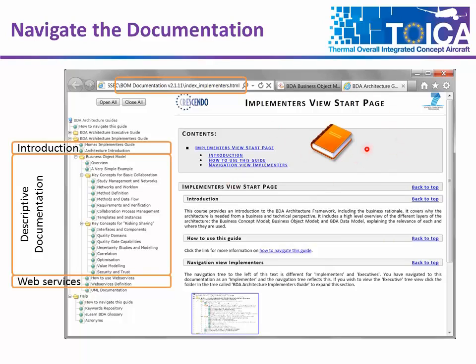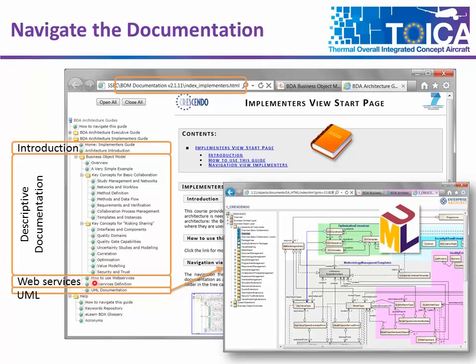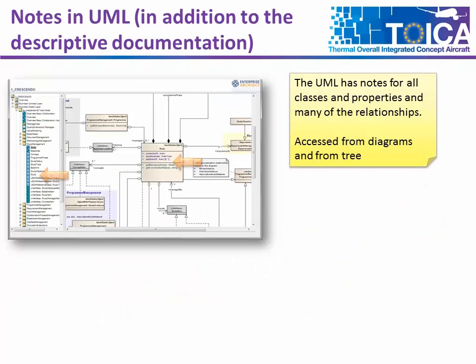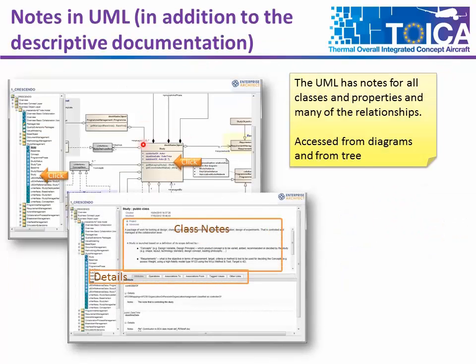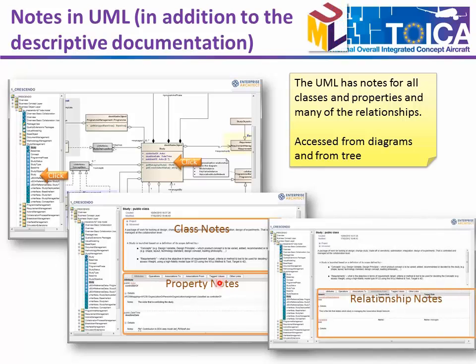Every time you see this book logo in this webinar, it will be referring to this documentation. The documentation has an introduction section at the beginning and then the main body of the documentation, which describes the business objects. This is followed by a section on the web services and finally a section which is directly linked to the HTML representation of the UML model. The documentation is navigated by clicking either on objects in diagrams or by objects in the tree. There are notes for all the classes and there are then more details for each of the classes. There are also notes on the properties for the classes and on relationships for those classes.